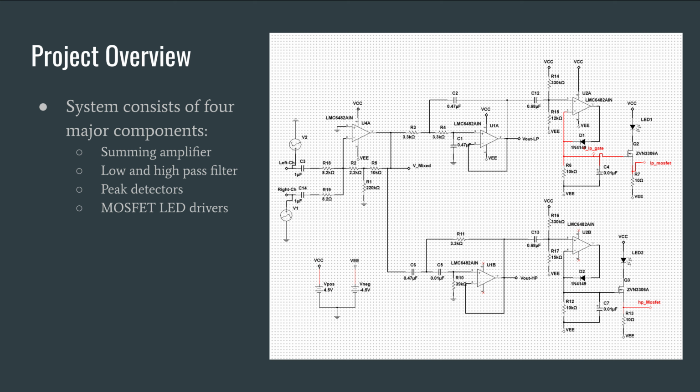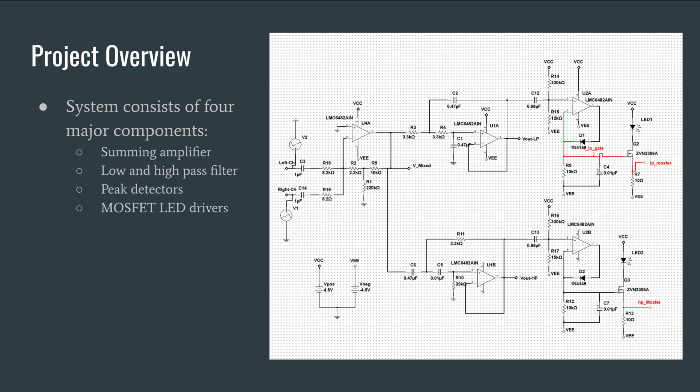So as you see here, the system of the audio analyzer consists of four major components. As we see here to the far left, there is a summing amplifier that takes two auxiliary channel inputs of a song or any other audio sample, and then uses a summing amplifier to combine the signals together.